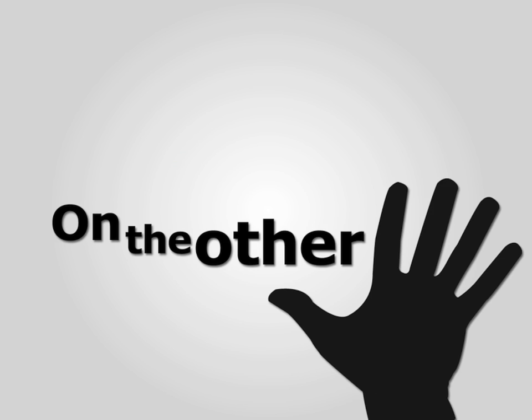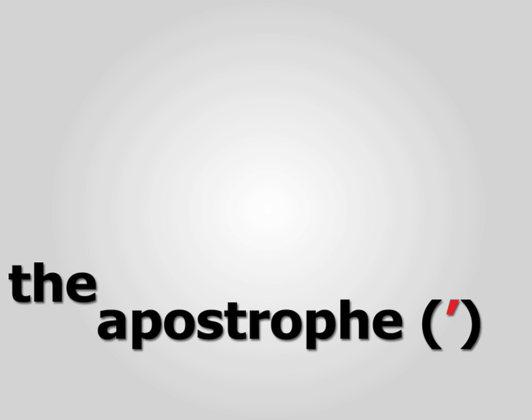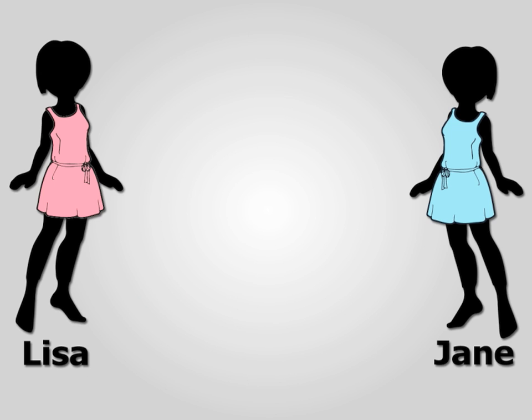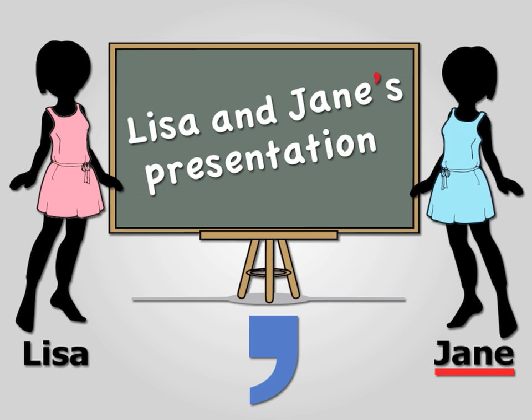On the other hand, if the nouns jointly own something, then only the second noun is given the apostrophe. For example, if Lisa and Jane have a joint presentation, then only Jane receives an apostrophe, Lisa and Jane's presentation.